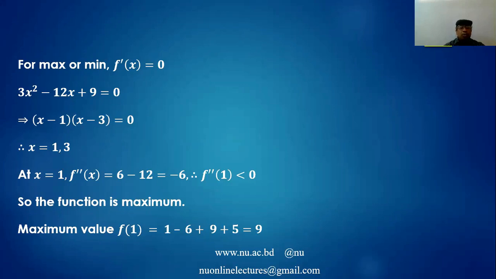At x equal to 1, the second derivative f double prime of x is 6x minus 12, so 6 minus 12 is minus 6. Since minus 6 is less than 0, therefore second derivative f double prime of 1 is less than 0. So, my dear students, as it is less than 0, we know the function should be maximum. How do you find out the maximum value?